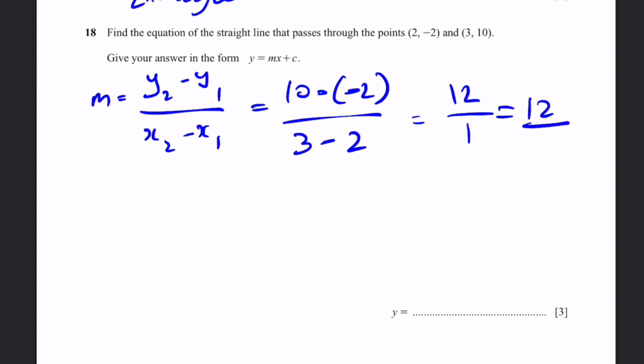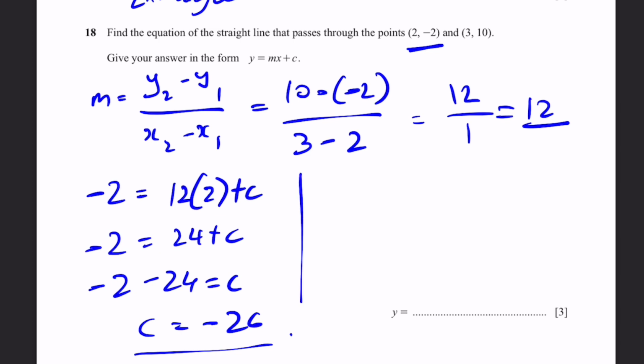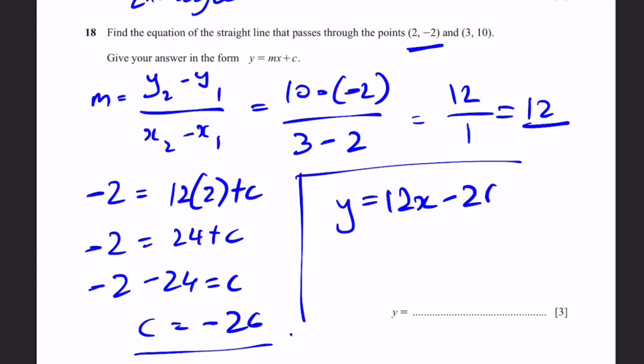That's the gradient. Now we can substitute the values of m equals 12 and then the x and y values of any of these points. So let's put the first point in. Minus 2 is equal to 12 into 2 plus c. Minus 2 is equal to 24 plus c. Minus 2 minus 24 equals c. C is equal to minus 26. So that means y is equal to 12x minus 26. That's the answer.